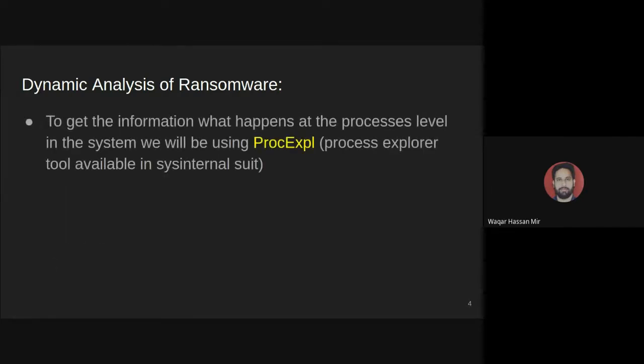To get the information on what happens at the process level in the system, we'll be using a utility that's available on the Windows system. That utility is called Process Explorer. We will be using it to check all the processes that are created on the execution of the ransomware on the system.